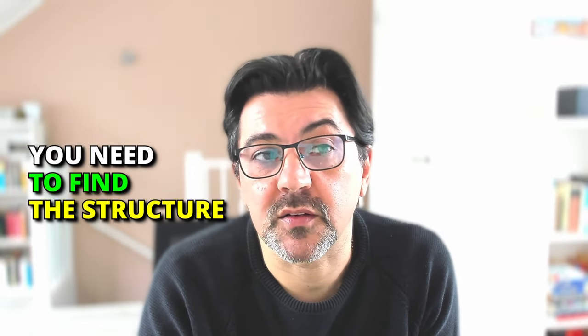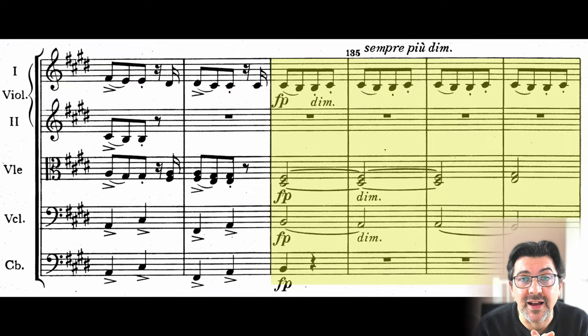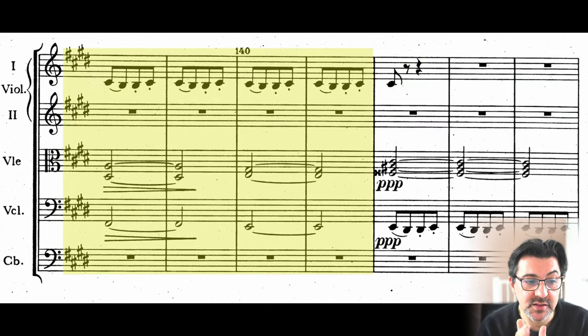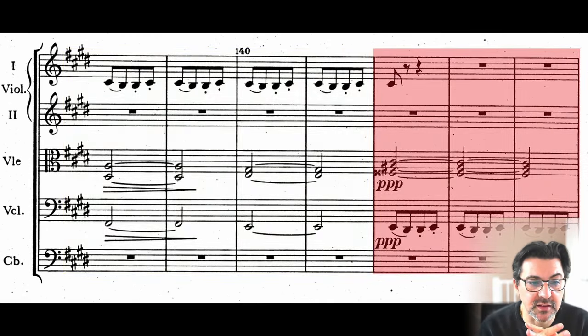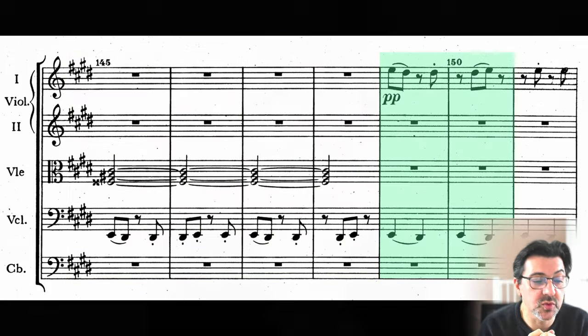You need a way to structure your conducting for your own sake, actually, and also, of course, for the players, so you can be clear on the musical structure. How do you do this? Well, simply put, you group bars into patterns. Starting from bar 134, we can identify a four-bar phrase, then another four-bar phrase, then look at the viola part. We have a three-bar phrase, then four, then two, three, four, and so forth.